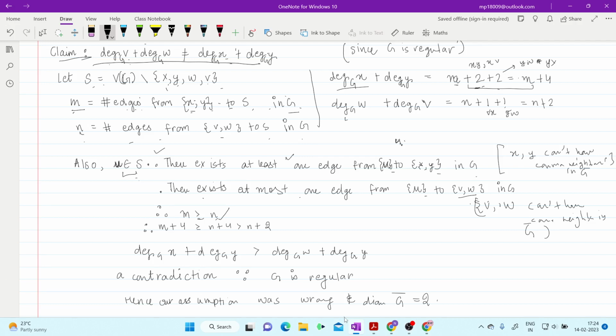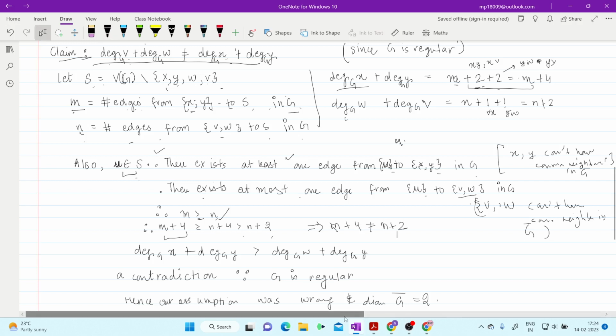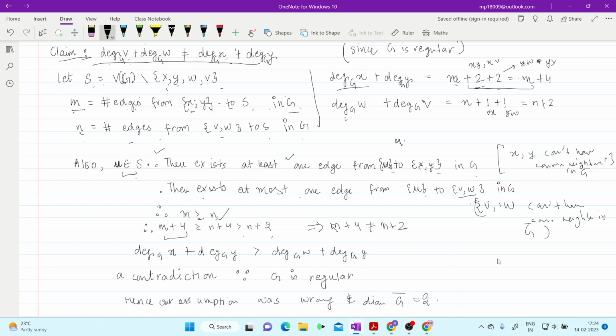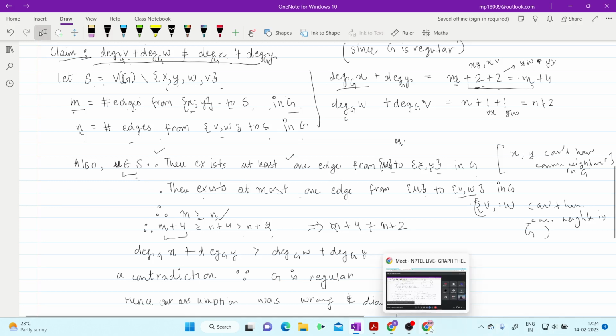And if M is greater than or equal to N, we see that M plus 4 is strictly greater than N plus 2, which implies that M plus 4 is not equal to N plus 2, and hence our claim is proved. Hence G can't be regular, but we have that G is regular, so we have arrived at a contradiction. So our assumption was wrong, and the diameter of G bar has to be 2. So this was this proof. So is this problem clear?